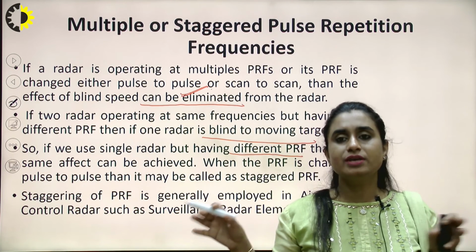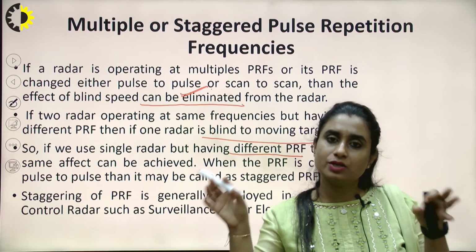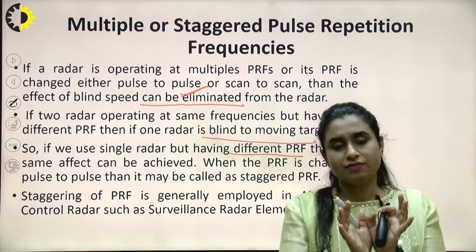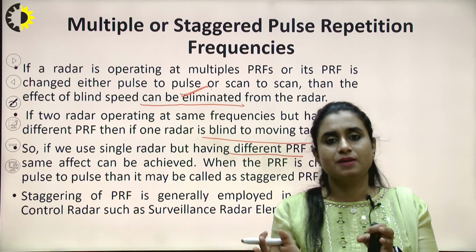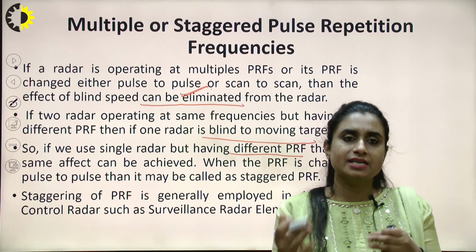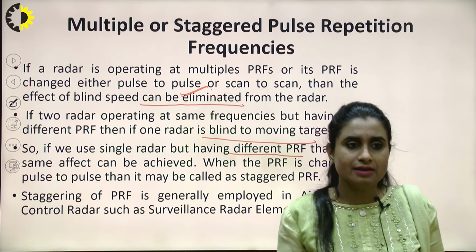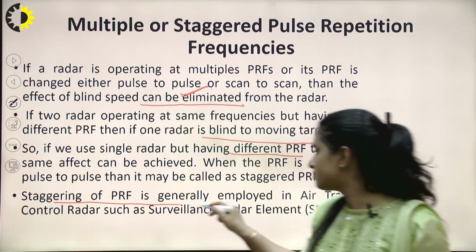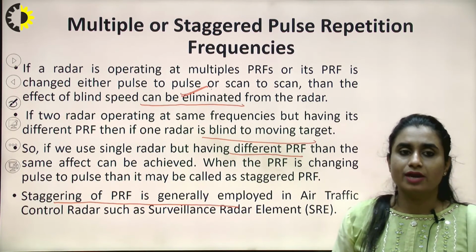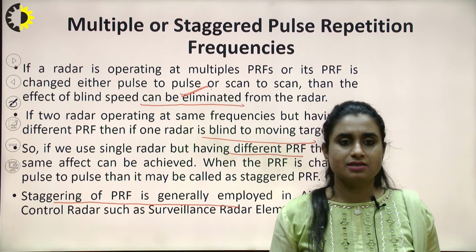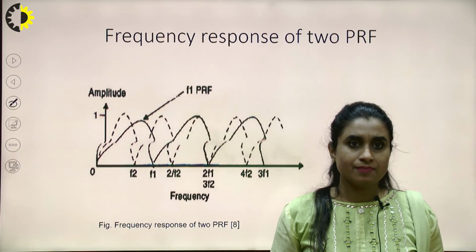Instead of using two different radars operating at two different frequencies, let's have a single radar and operate it at one frequency. After some time, change its pulse repetition frequency, or change it at every pulse. If we keep changing it every pulse, that is called staggering. Staggering of pulse repetition frequency is generally employed. It's a famous technique in air traffic control radar, such as surveillance radar, right?